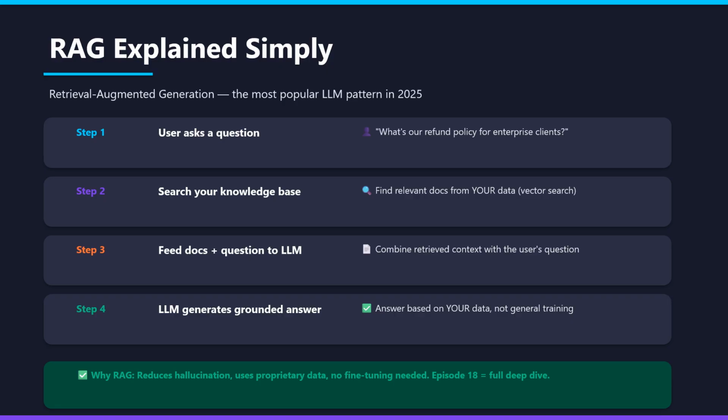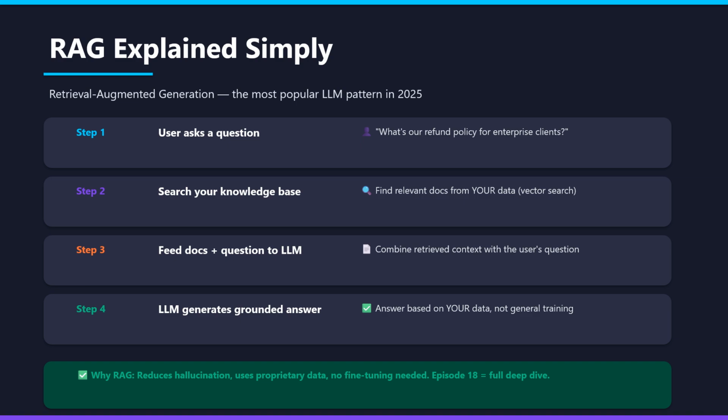Okay. Step 4: LLM generates a grounded answer. The model answers based on your data, not its general training, right? The answer is accurate because it's grounded in your verified documents.